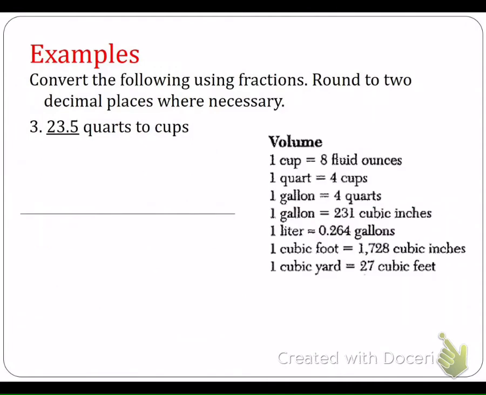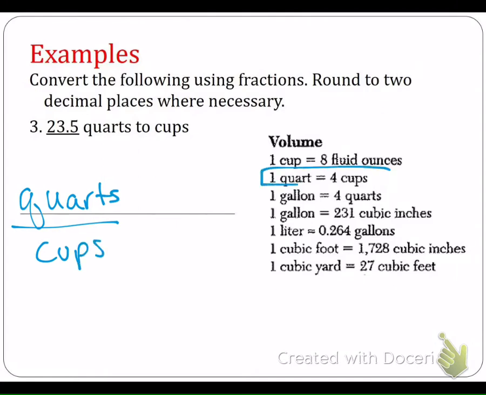All right, here's number 3. So we want 23.5 quarts. We want that in cups, okay? So I'm going to put quarts on top and cups on the bottom. What information do I get from over here? 1 quart equals 4 cups. So the ratio is 1 to 4, okay?